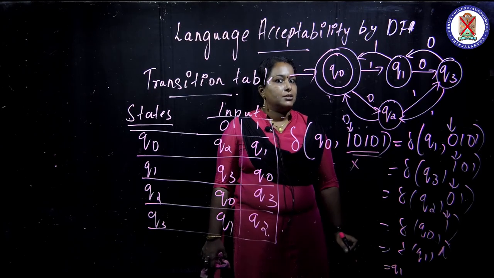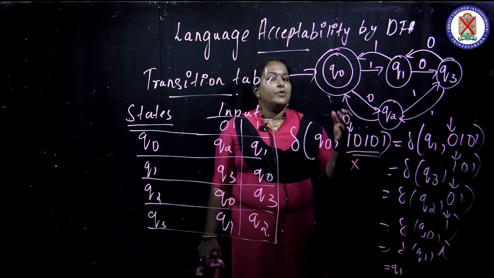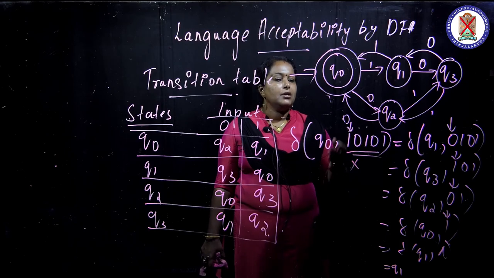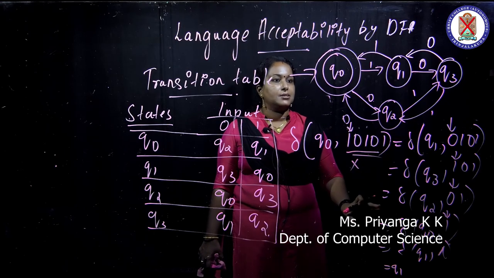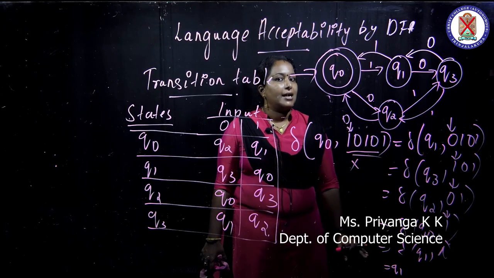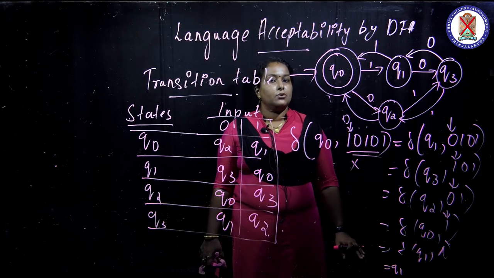It is rejected. Like that, if a DFA is given, you can formally check with the delta transition whether a string is accepted or not. Okay.